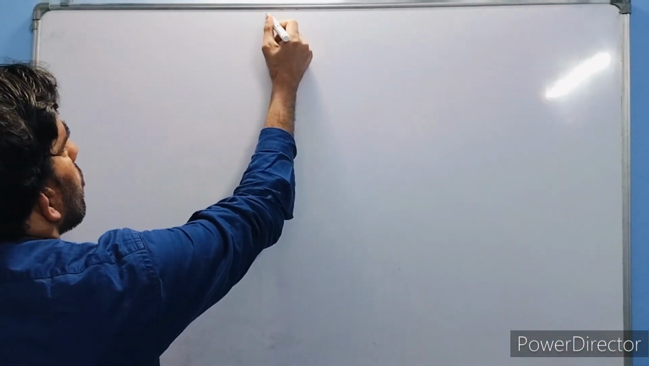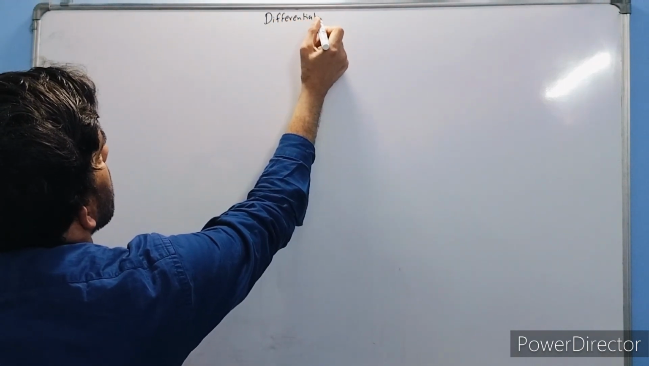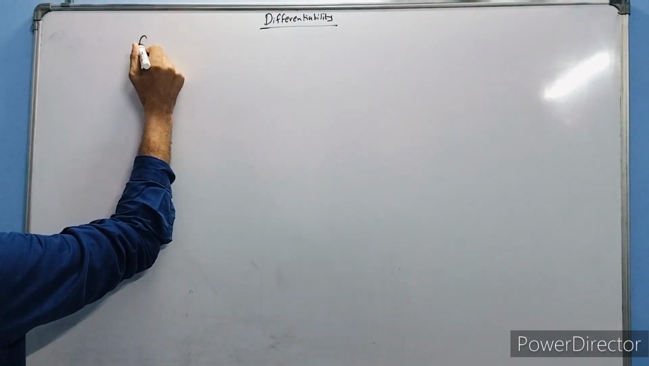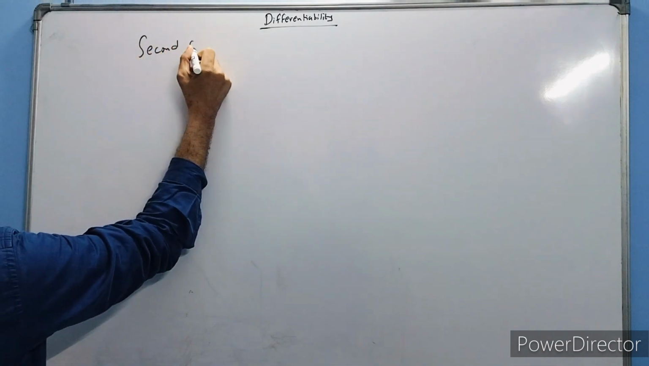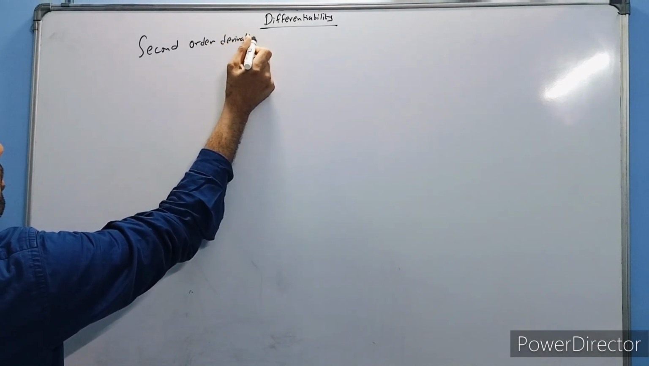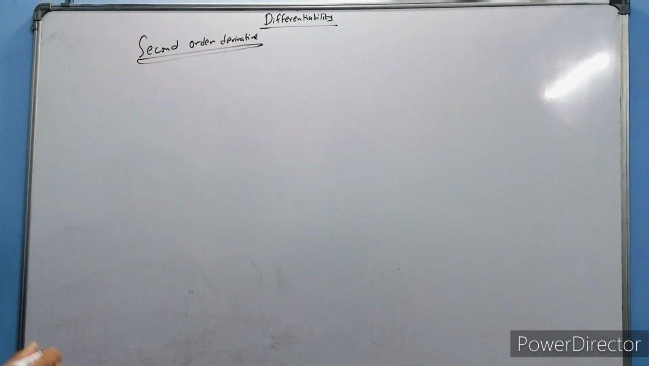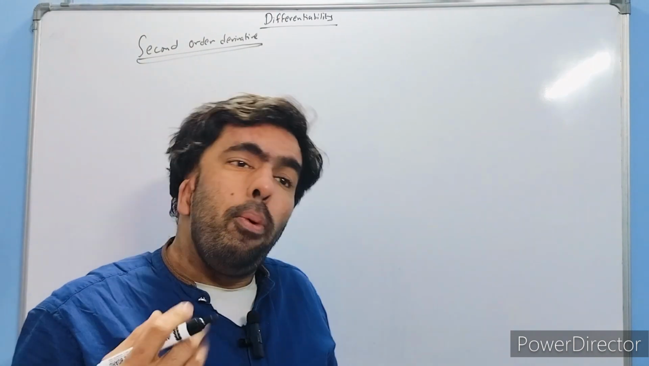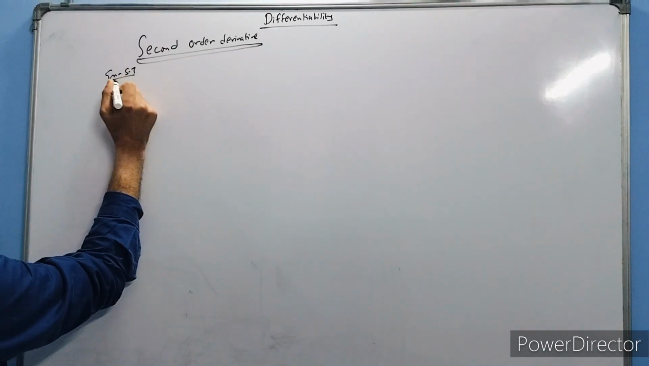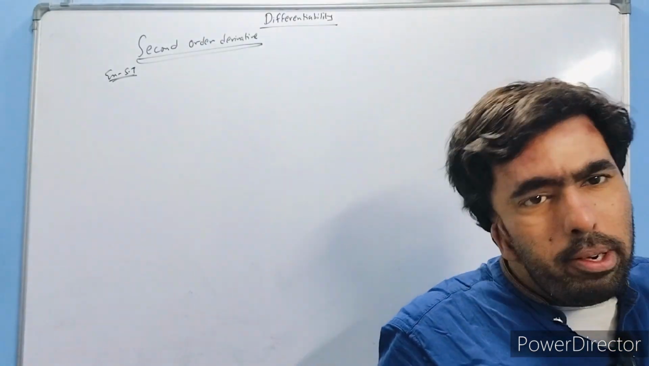Let's begin. We have the topic of differentiability, the chapter which we have started. Now we come to the topic of second order derivative. That means we need to differentiate a function twice. How? Let us see. We'll begin with questions from the exercise so that it becomes clear to everyone. So I have the first question.